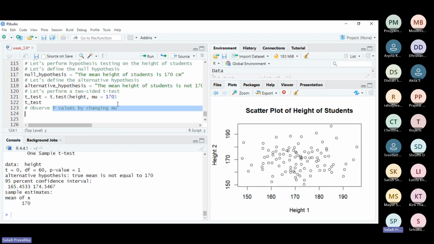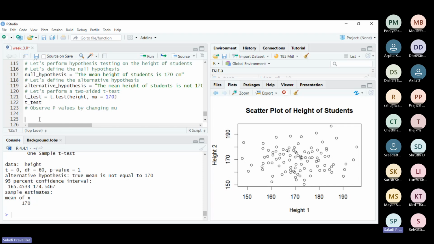I hope you're clear. So the null hypothesis is that the mean you are calculating using the data set is equal to the mean that you are assuming. Alternative hypothesis is the opposite of that: both are not equal. And the hypothesis testing and all of that is already there in the lecture. And also there are different types.